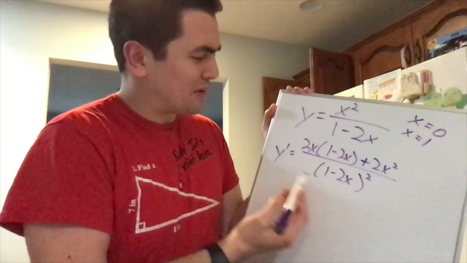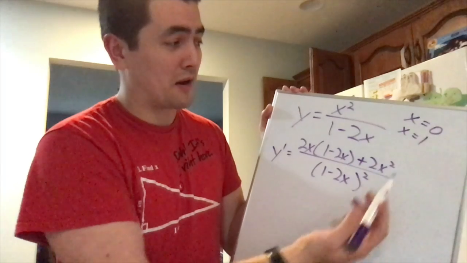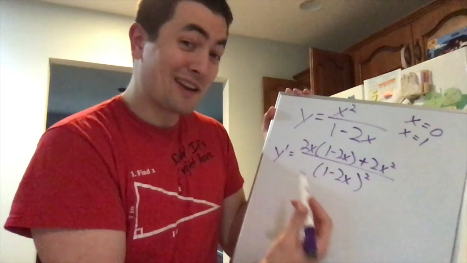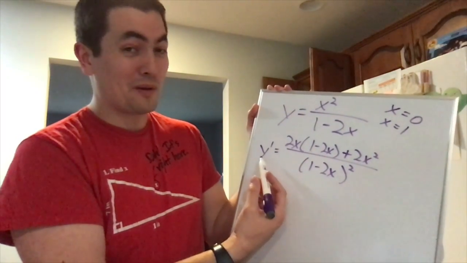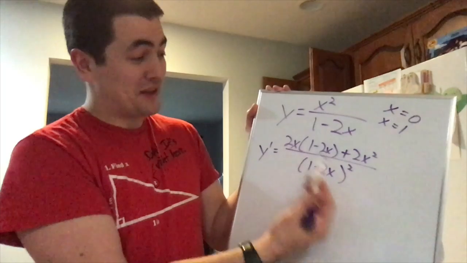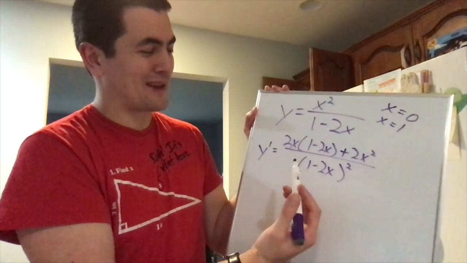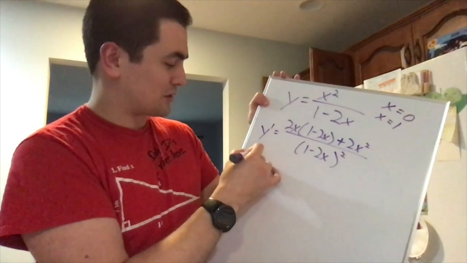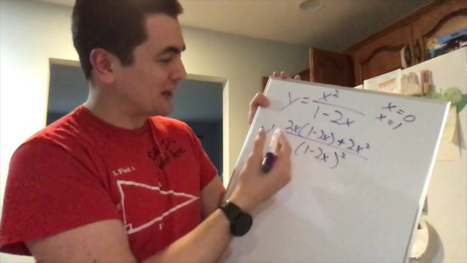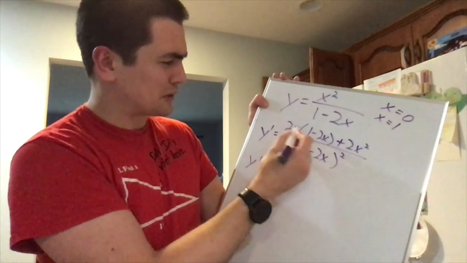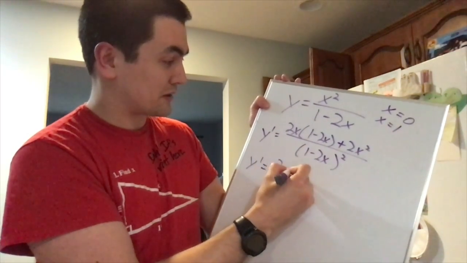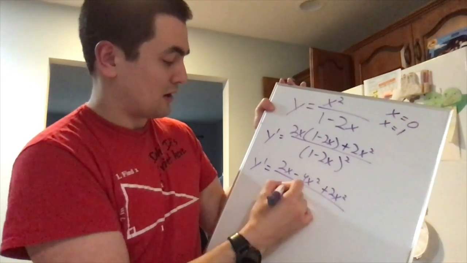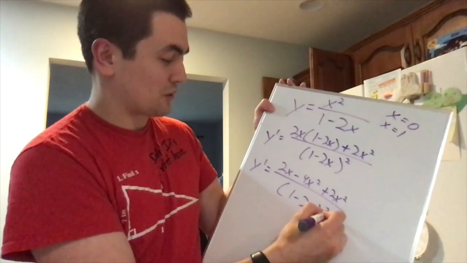I copied down y prime the way we had it before, and our stationary points are 0 and 1, recall. In order to find out the nature of the stationary points, I need to take the derivative of the derivative. This thing is kind of a beast. Let's simplify it before we try to take the derivative directly. So y prime: if we clean this up quite a lot, let's distribute the 2x here. We'll have 2x minus 4x squared plus 2x squared, all over 1 minus 2x squared.